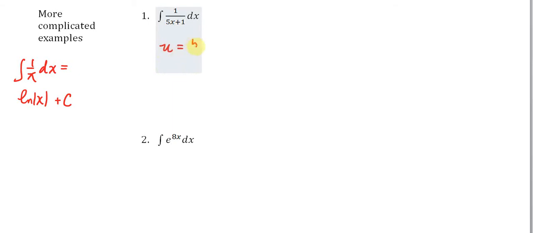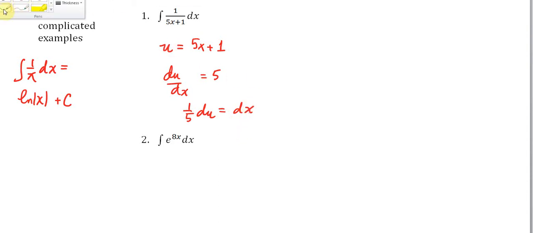So we can say that u is equal to 5x plus 1, right? So du dx will be equal to 5. And then dx will actually be equal to 1/5 du, okay? So with that very quick process of substitution, we can set up our antiderivative as follows.